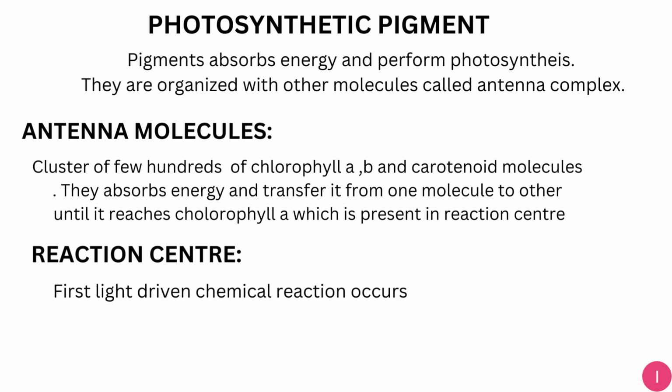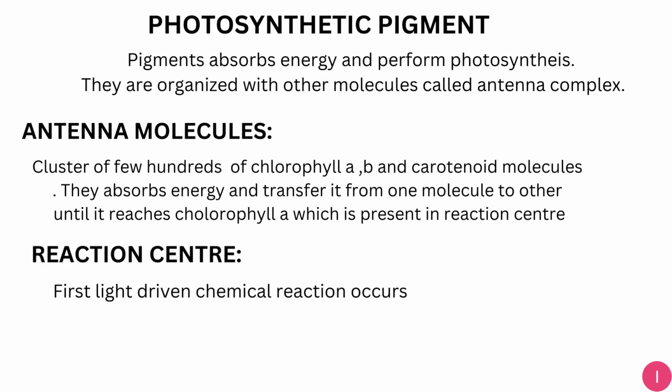What is the antenna complex? It is a cluster of a few hundred chlorophyll A, B, and carotenoid molecules. They absorb energy and transfer it from one molecule to another until it reaches chlorophyll A, which is present in the reaction center. So simply, antenna molecules are a cluster or bundle of chlorophyll A, B, and carotenoid pigments. They absorb energy and transfer it from one to another until it reaches chlorophyll A.